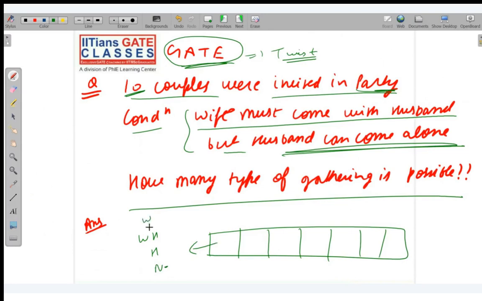Okay. So another possibility was wife alone. But wife alone is not allowed. I have told you, wife must come with husband. Wife cannot come alone. So wife and husband, husband, and nobody came. So 3 possibilities. For every couple we have 3 possibilities. So the answer will be 3 power 10.